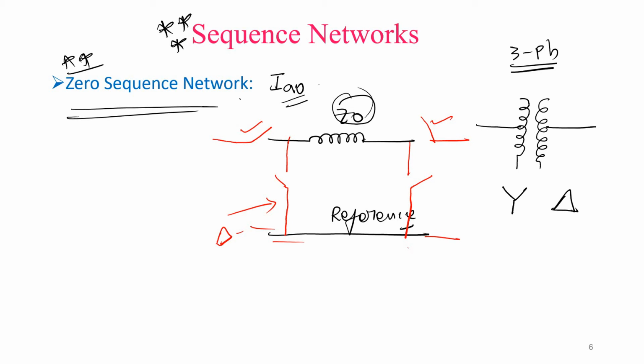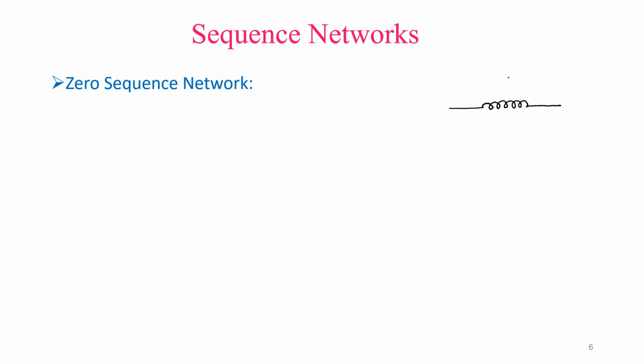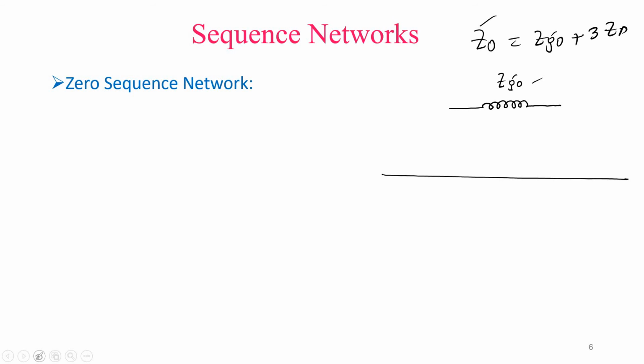Let us conclude the points. Let us consider this as ZG0, as I have represented in the synchronous generator, to differentiate it from the actual Z0, that is a combination of ZG0 plus 3Zn. So instead of Z0, I have represented ZG0. Now let us draw the reference line here. Now we have two different conditions.